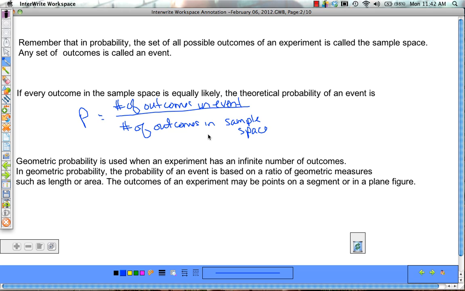So geometric probability is used when an experiment has an infinite number of outcomes. The probability of an event is based on the ratio of geometric measures such as length or area. The outcome of an experiment may be points on a segment or in a plane figure.